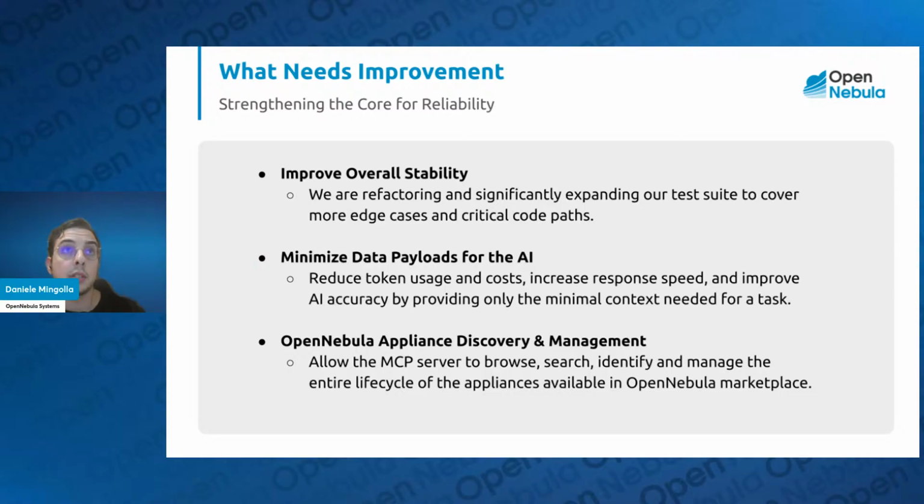Now, for example, a feature that is missing is the possibility to browse, search, identify, and manage the entire life cycle of the appliance. So imagine that you don't have a specific appliance and you want to instantiate a VM. What we want the MCP server to be able to do is browse for the appliance on the marketplace, download it, and understand that the download has been successfully instantiated, and so on. This currently is not possible, but this is one of the improvements that we want to make.